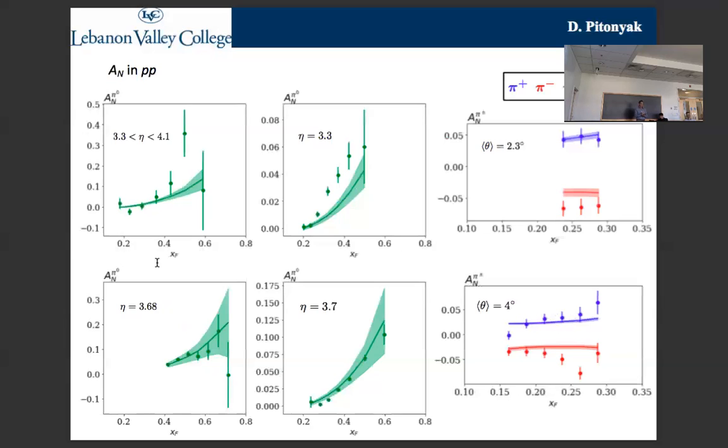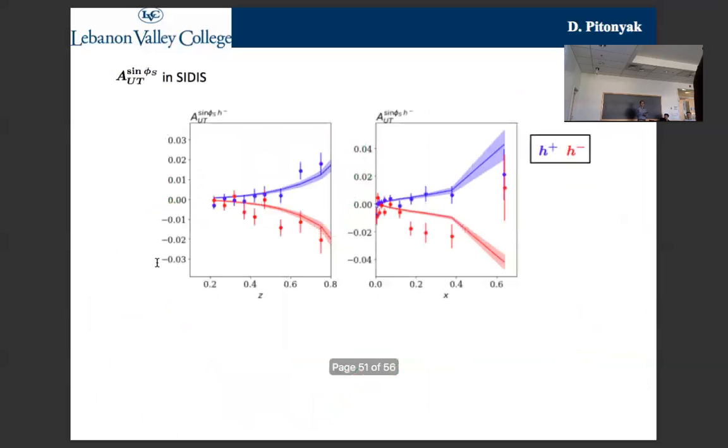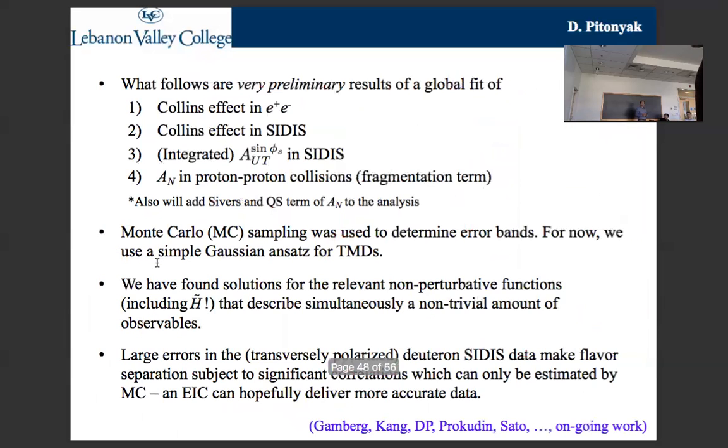Well, Sivers isn't in this. Eventually we'll have Sivers, but there's no Sivers in this. So I missed this one. At the moment, you did not include Sivers. Because you are assuming that most of the A_N comes from the fragmentation. Right. Yep.